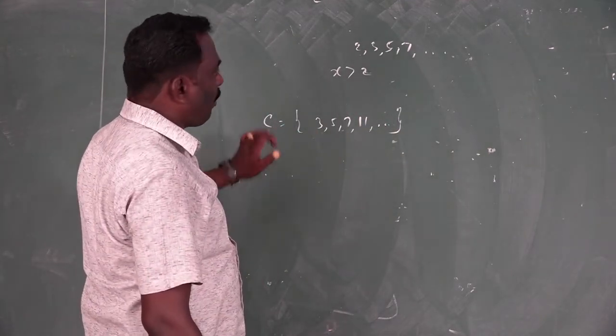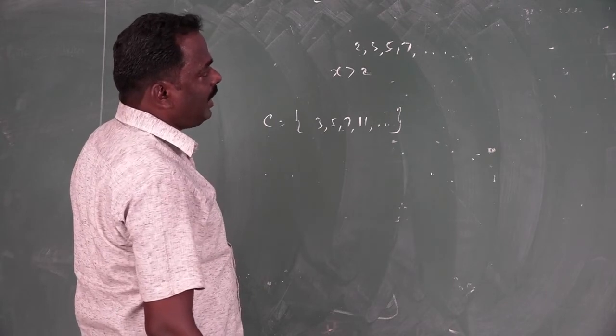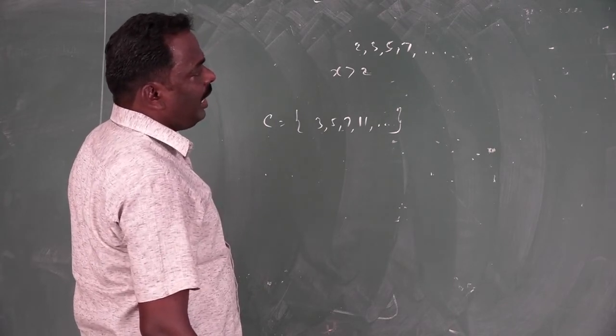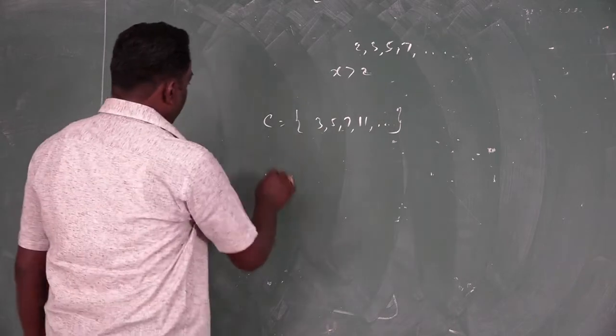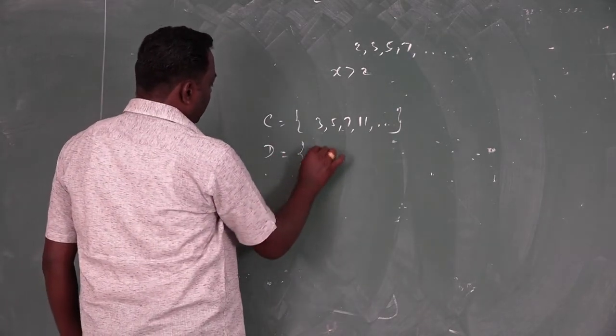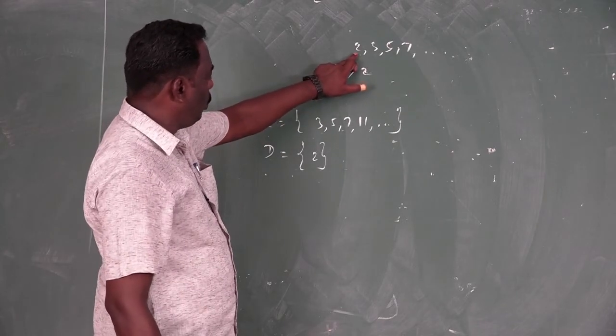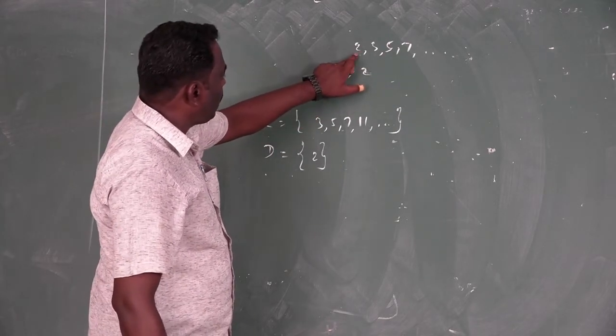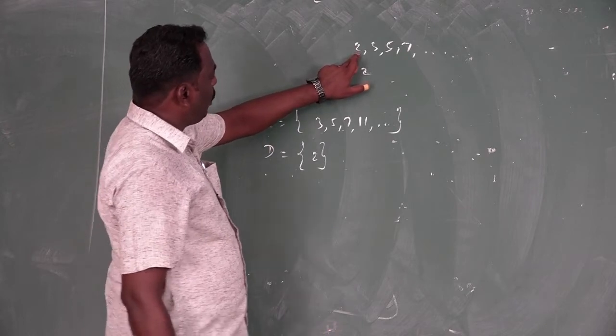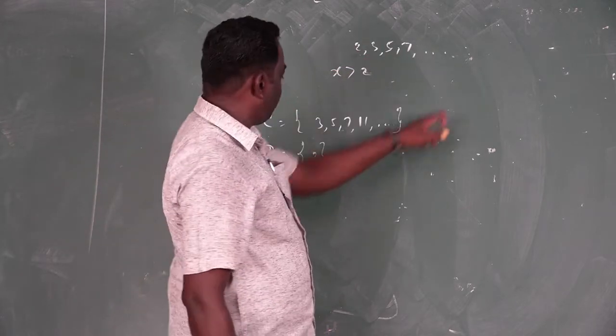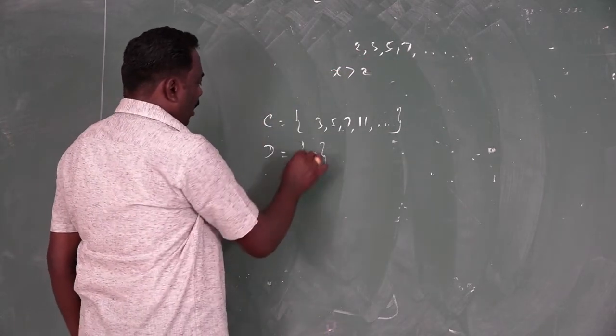In the set, it is capital C. Now come to the set D. D is a set such that x is an even prime. So D is a set called even prime, which has only one number. Even prime is called 2. It is a prime number. 2 is called the even prime. Except the 2, all the remaining numbers are odd numbers. Therefore only one number is called even prime.